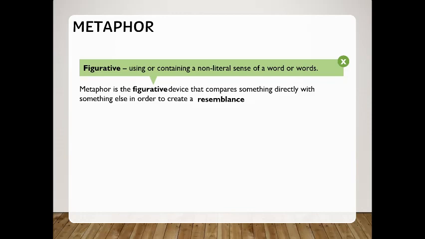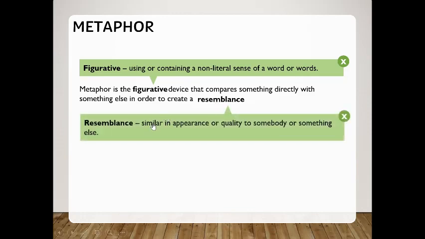So saying something that is not absolutely correct, it is not literally there, but you can use your imagination to figure out the detail that it's trying to add there. Okay, and the word resemblance is similar in appearance or quality. So pretty much the summary of this is that a metaphor is a figurative way of comparing two things that do not match up, okay, but they can relate. So we'll have a look at some examples and the explanation should become a little bit clearer.